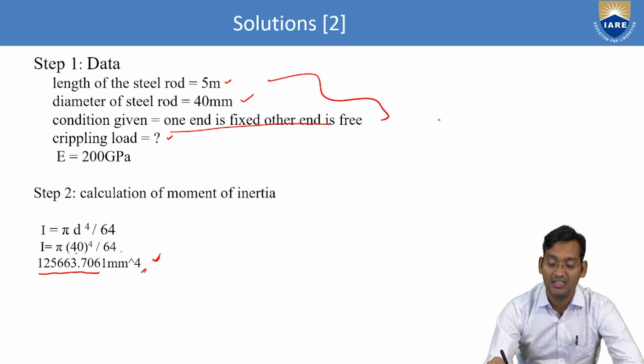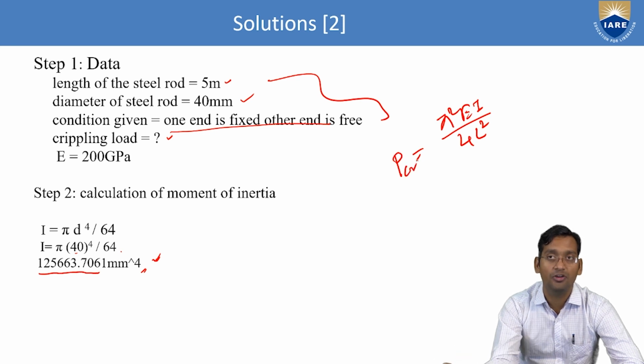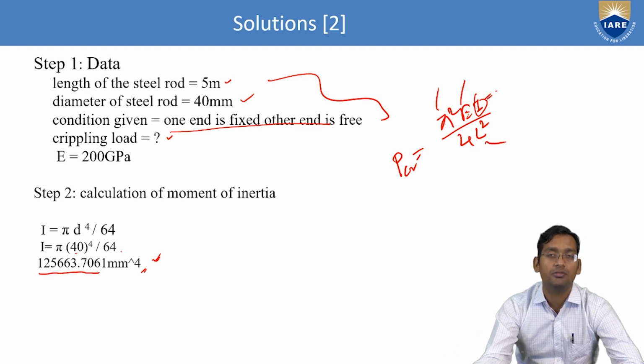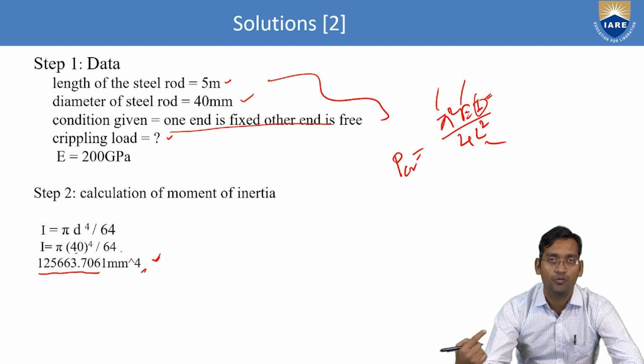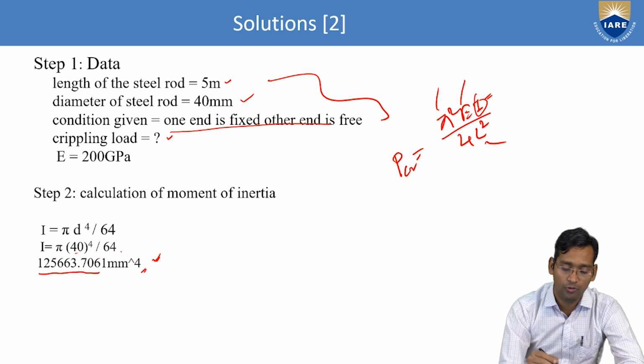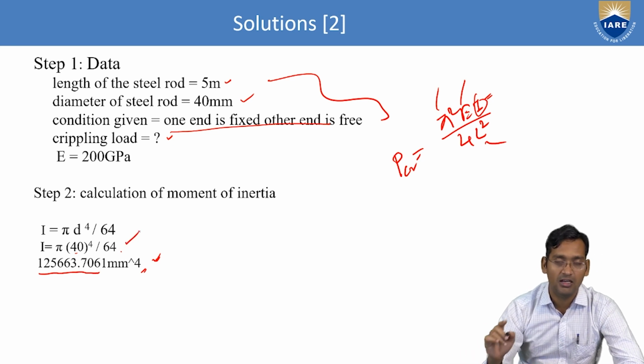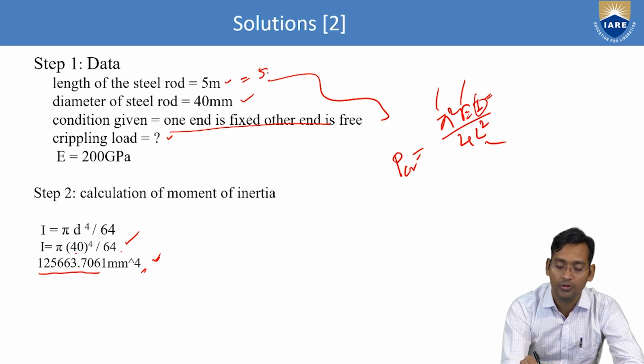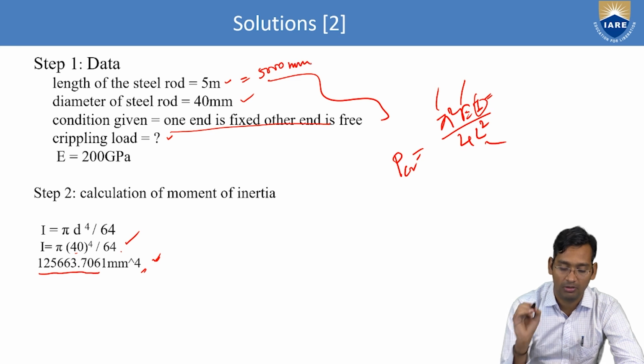I is required, because the formula is pi square EI upon 4L square for one end fixed and the other free. In this case E is given, pi square is constant, L is given, so the only thing we have to find is I. How will we find I? Since the diameter is given, I is equal to pi by 64 d power 4. Change all the lengths into mm. We are using mm only, so the total length will be equal to 5,000 mm.